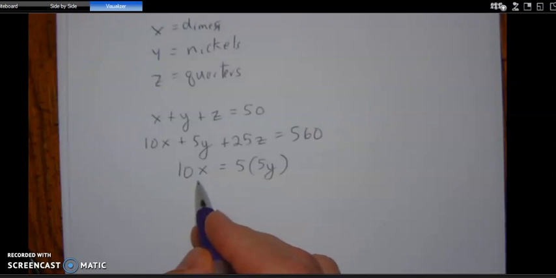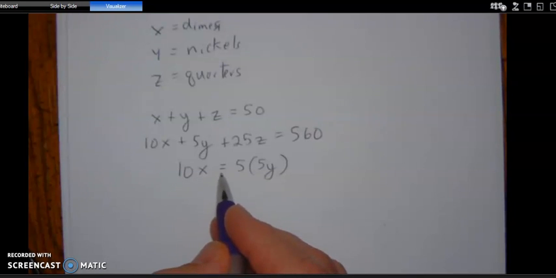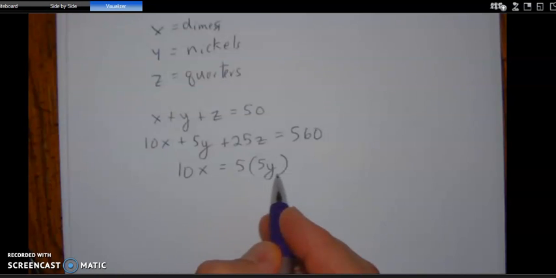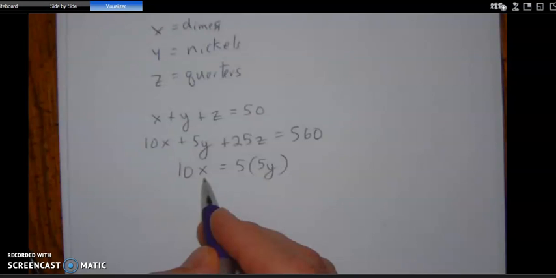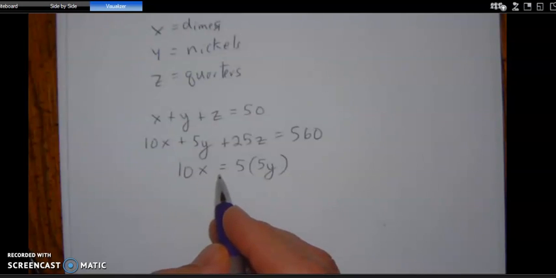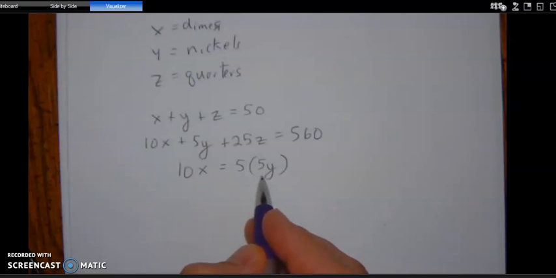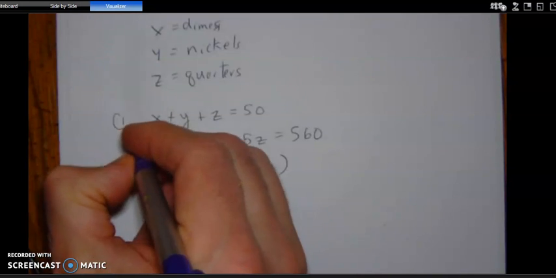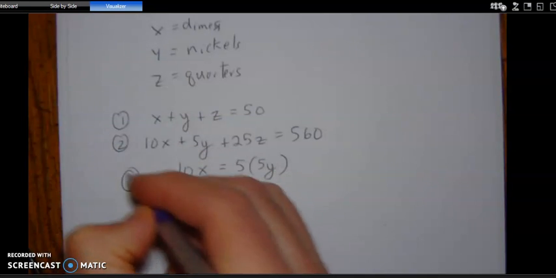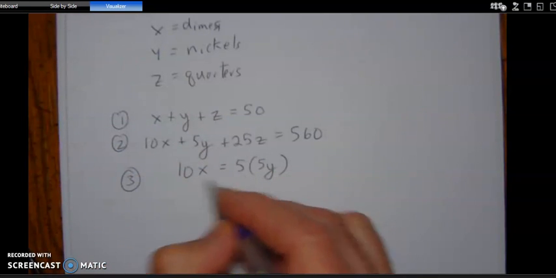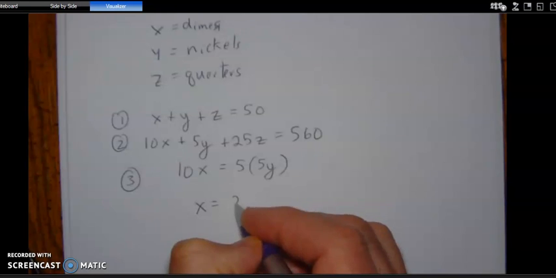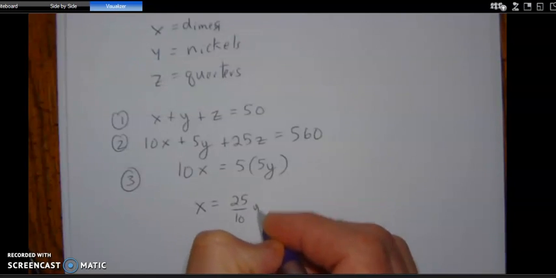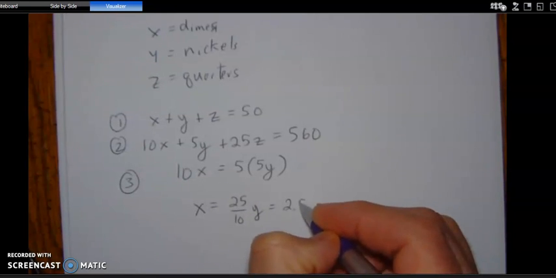10x is the value of the dimes. That is equal to 5 times the value of the nickels. So I'll read it again. 10 times x is the value of the dimes, which is equal to 5 times the value of the nickels. And so with this equation, I have equations 1, 2, and 3. And then if I divide by 10, I'll get x equals 25 over 10 times y, which is 2.5y.